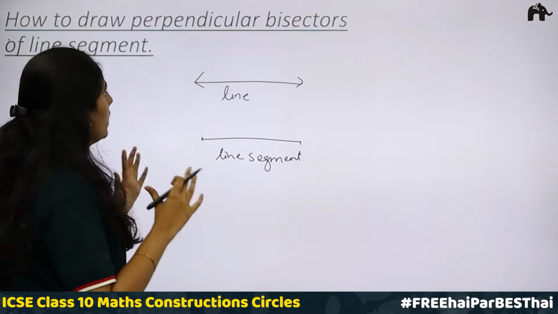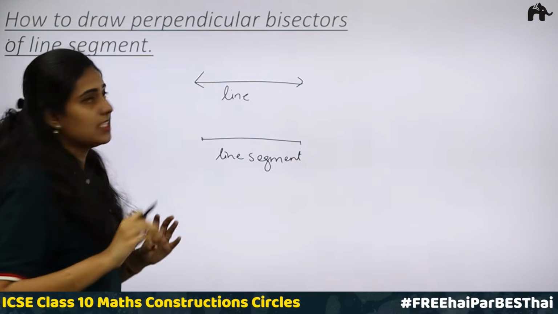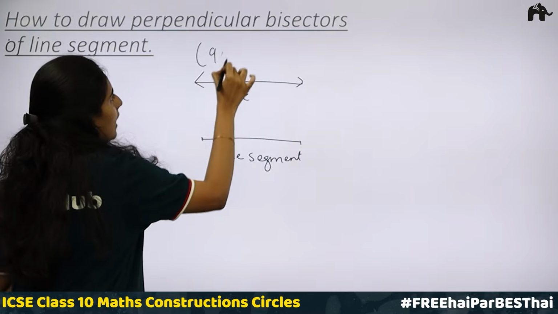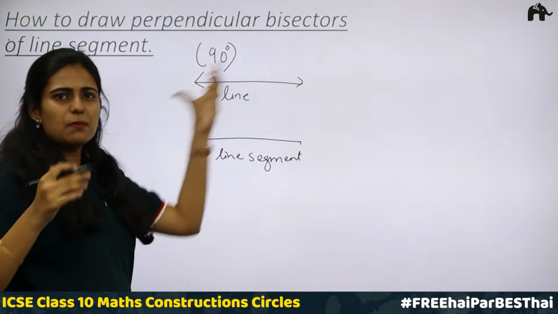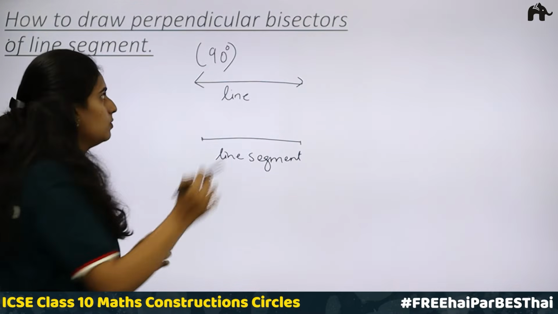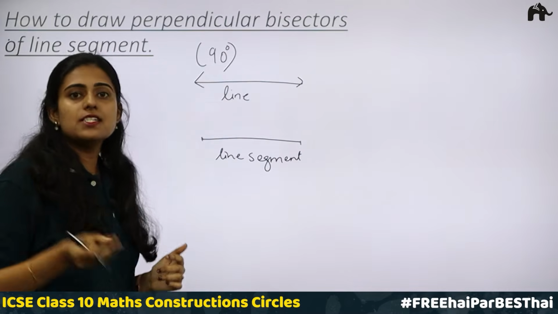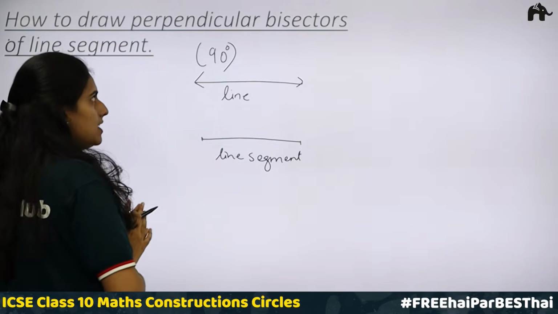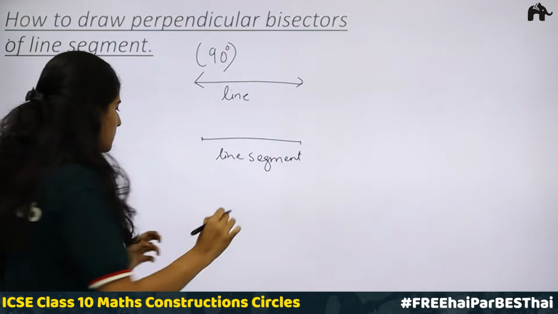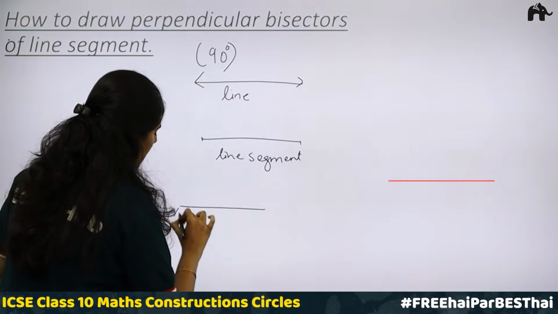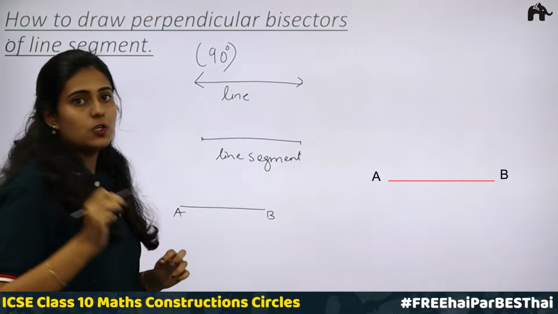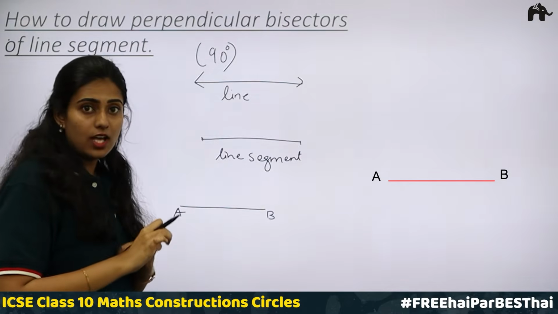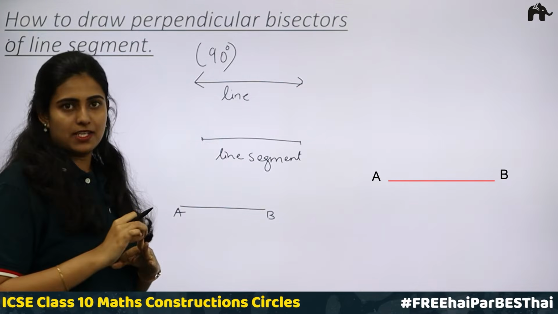Now, we are going to draw perpendicular bisectors. Perpendicular means there should be an angle of 90 degrees. Bisector means divides into half. The word bisection means dividing into half. For this line, how to draw a perpendicular bisector is what we are first going to discuss. Now, let us take a line segment AB. To draw perpendicular bisectors, it is very simple. You need a ruler, a compass and a pencil.